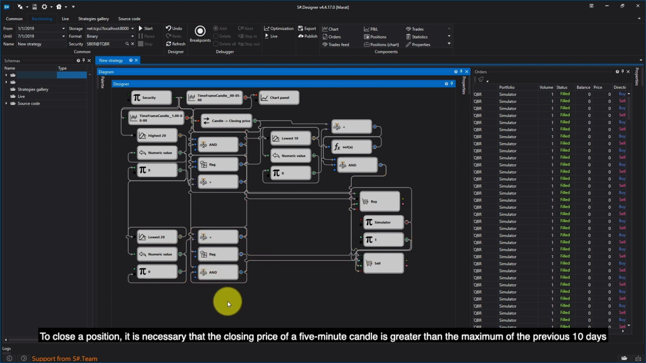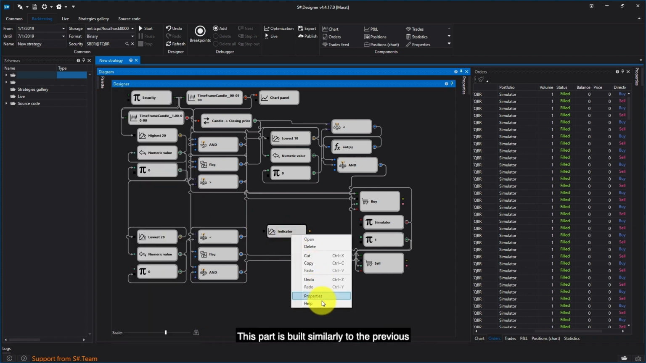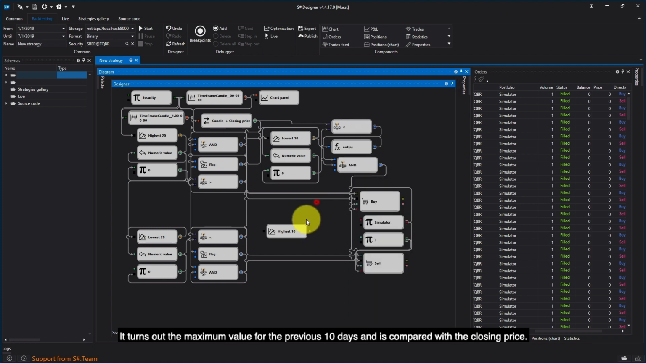To close a position, it is necessary that the closing price of a 5-minute candle is greater than the maximum of the previous 10 days, and the flag was lowered. This part is built similarly to the previous one. It turns out the maximum value for the previous 10 days and is compared with the closing price.